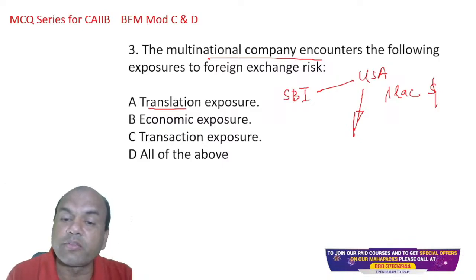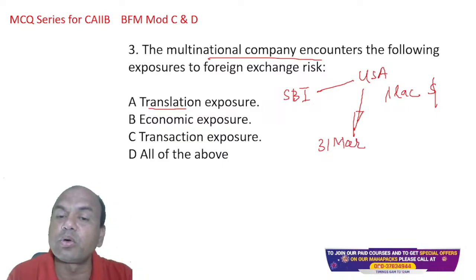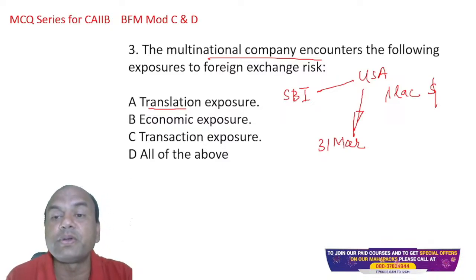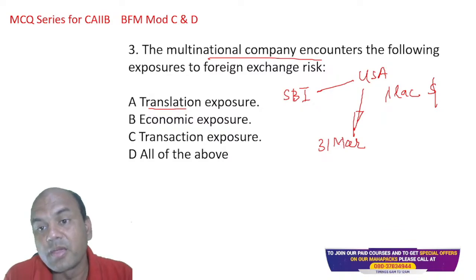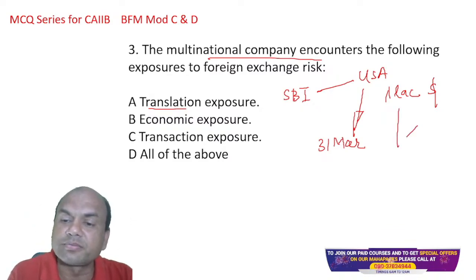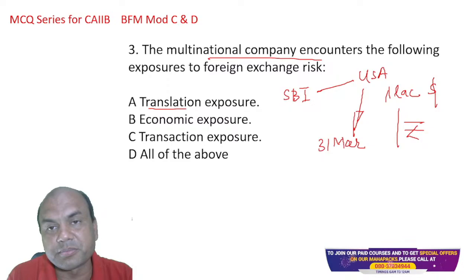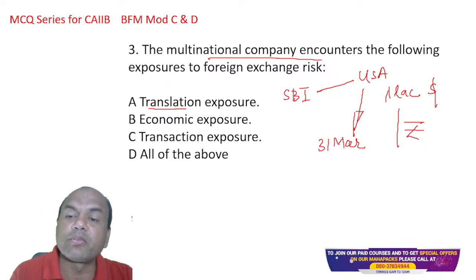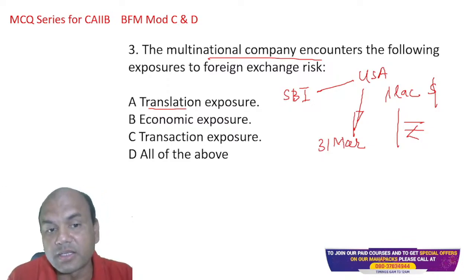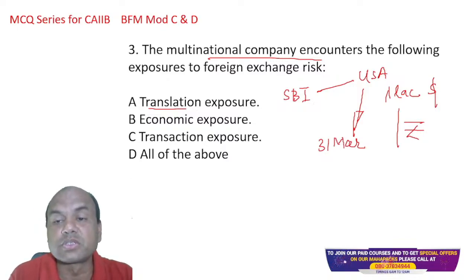Whenever on 31st March SBI has to report its balance sheet to RBI, it will also report the balances or the profits of its subsidiaries which are in foreign countries. But those will be reported in rupees, because RBI follows the rupee system. So this dollar will be converted to rupees notionally. That is known as translation exposure. Whatever notional profit or loss I have when I convert this is known as the translation exposure.